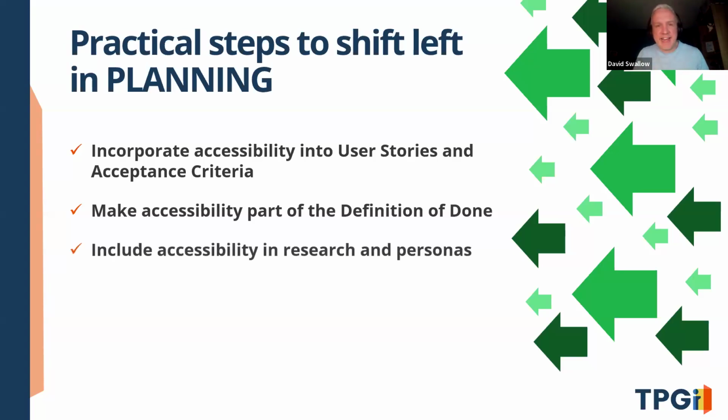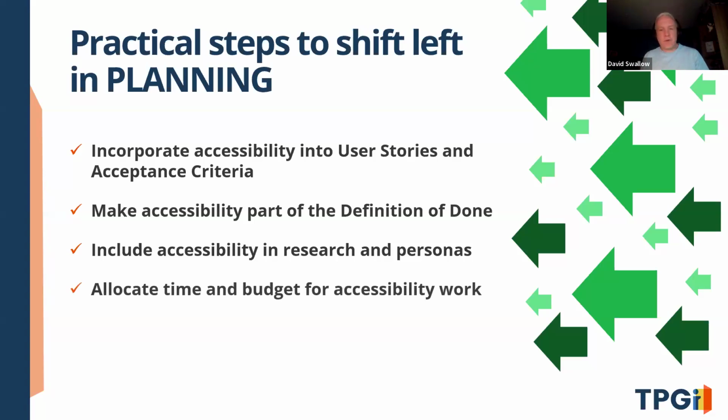Include accessibility in research and personas. Plan user research sessions that include participants with disabilities, ensuring insights reflect diverse experiences, and create detailed personas that highlight specific accessibility needs, like a persona who uses screen magnification or a screen reader. Use research findings then to guide planning, prioritization, and feature development.